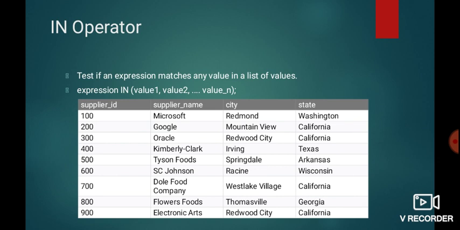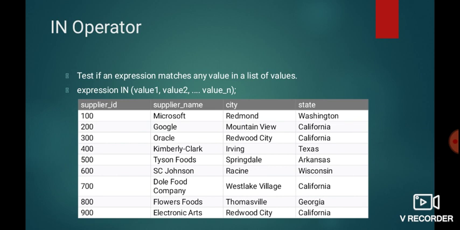The IN operator is used to test if any expression matches any value in a list of values. So we are providing a list of values. If the row matches any one of them, then it will give you the result. This is the syntax: expression IN (value 1, value 2, value n). In place of this expression we can write less than, greater than, equal to. Any comparison operator can be written.